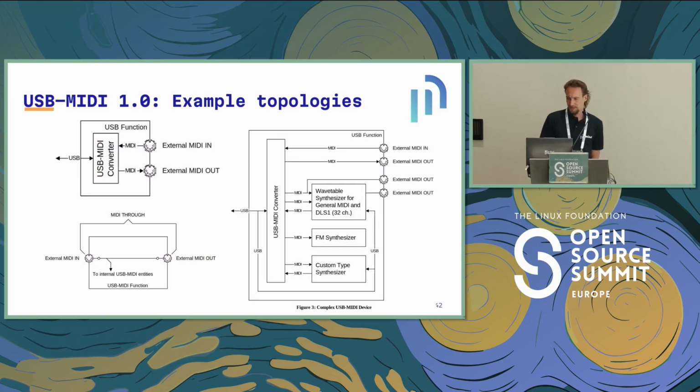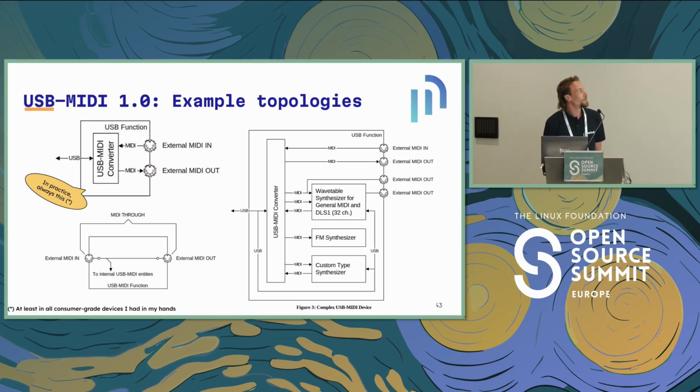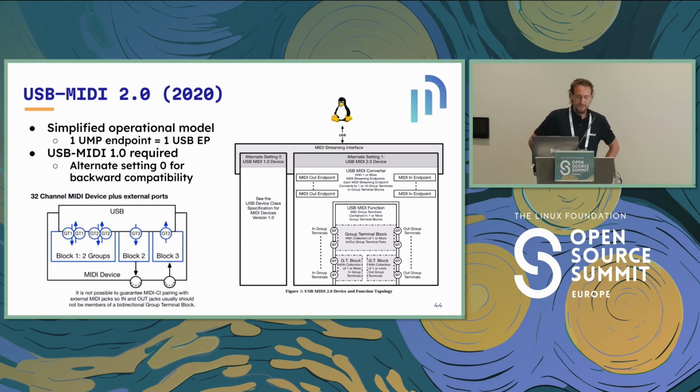And also, the specification has a complex example, whatever that says. But in practice, every single device I had in my hand always implemented that topology, so it was a bit overkill, the USB MIDI 1. In 2020, along with the UMP spec, came the USB MIDI 2.0 specification, which greatly simplifies the operational model. So now it's simple. You have one USB endpoint corresponding to one UMP endpoint.